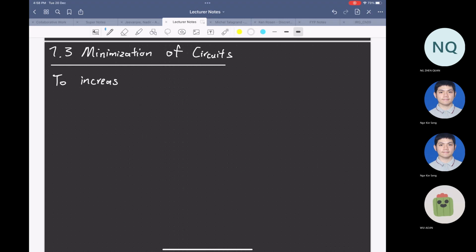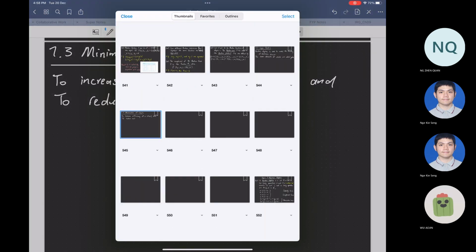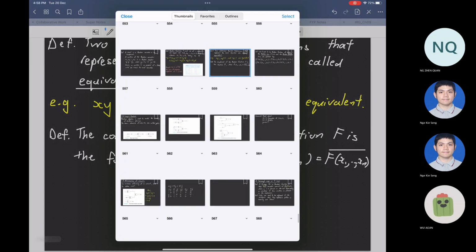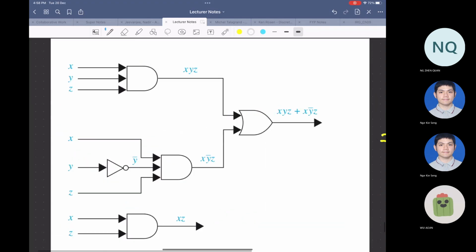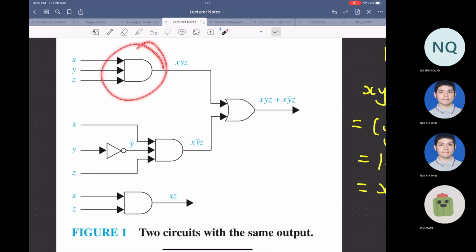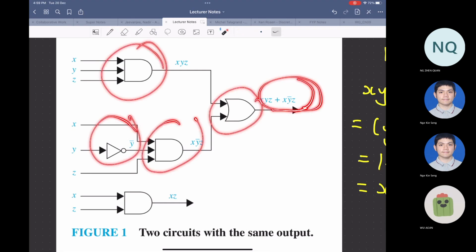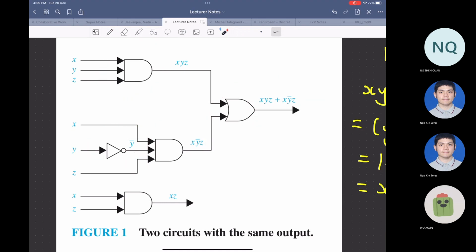Okay, so this is to increase the efficiency of the circuit, and maybe it can reduce cost. Let me give you one example from the textbook. You can see this example here. We can have 4 gates to produce a single output here, and we have 1 gate to produce a single output here. But it turns out that these two are actually the same.